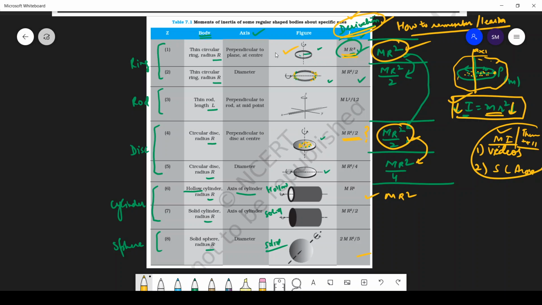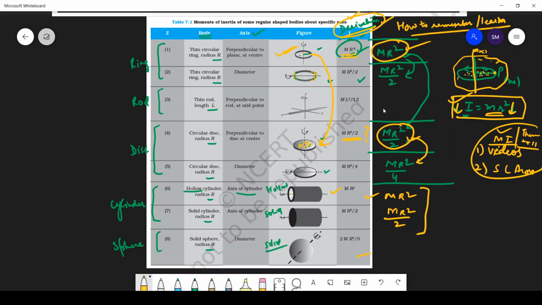The same is the case with the ring, moving it along the perpendicular to the plane passing through the center. Here also you can see that it is the same case, this hollow cylinder, and this was sort of a hollow disc, so we call the hollow disc a ring. The same is the case here, mr square, and here also it is mr square. And if it becomes solid, like here it became solid, then after it became solid, again it will be reduced by half. So I hope that you have remembered how to remember these formulas.